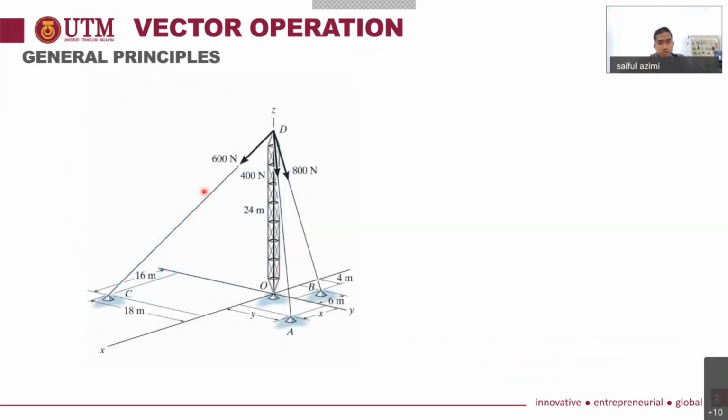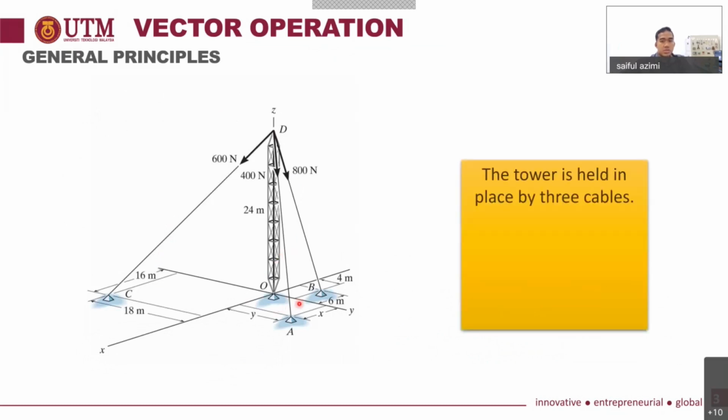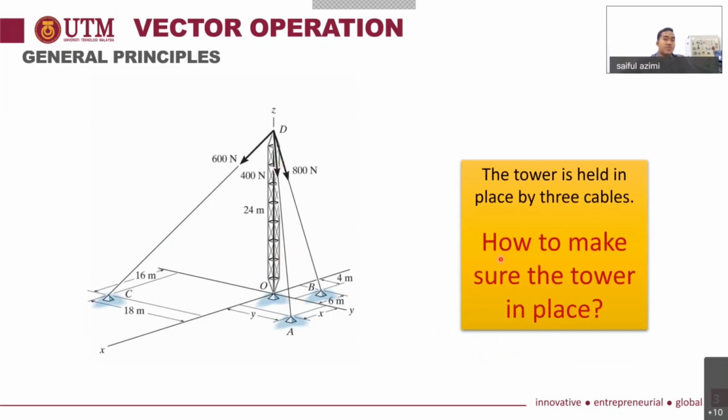So this is the next example. It is similar to the bridge example. This structure is also stabilized by three cables. So how do we make sure the tower is in place? Do you know how? All the forces added up have to equal 0. Yeah, that's true. So in the next part of this chapter, we will learn how to make sure that this tower can stay in place.